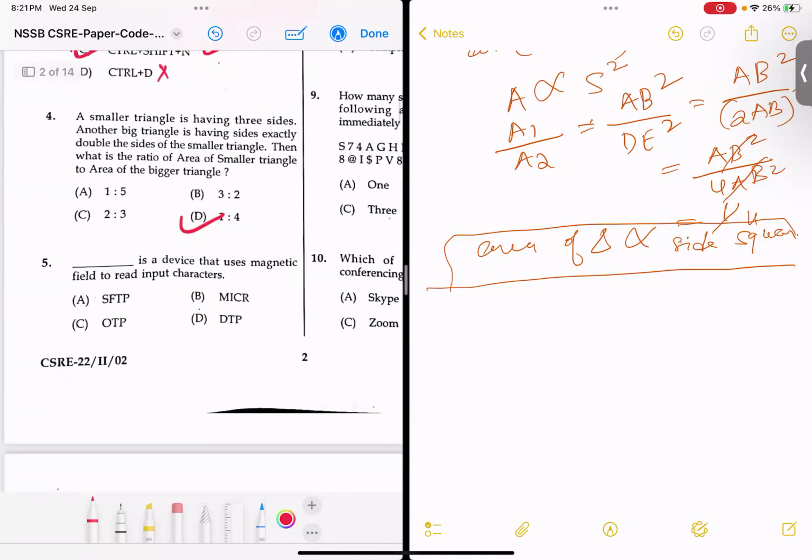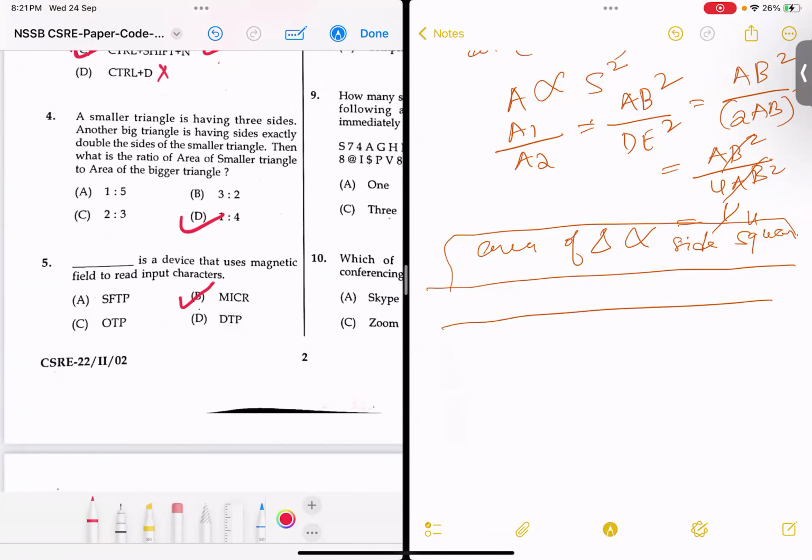Now let's come to question number 5. Touch is a device that uses magnetic field to read input characters. Here the correct option is MICR.